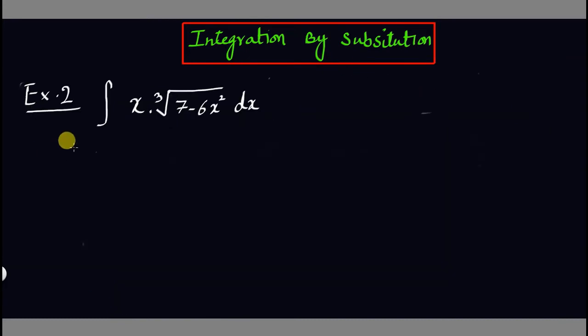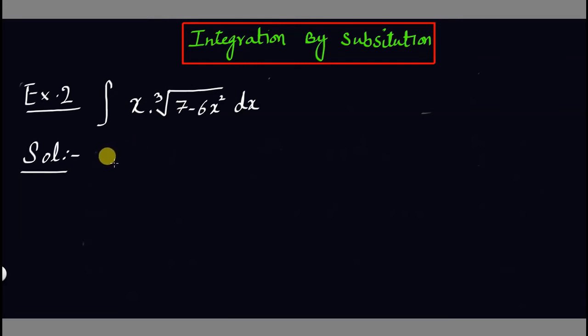Now this is example number 2. In this example you can see there are two functions. Number one is x into 7 minus 6x square raised to power 1 by 3, and we have to integrate this function by substitution. The very first thing that you should notice is which function should be our substitution, because in the last example we had one function under the square root, but right now there are two functions. So which function will be our substitution?